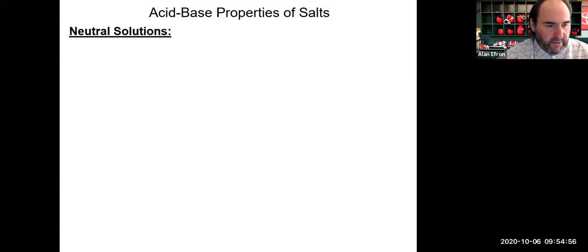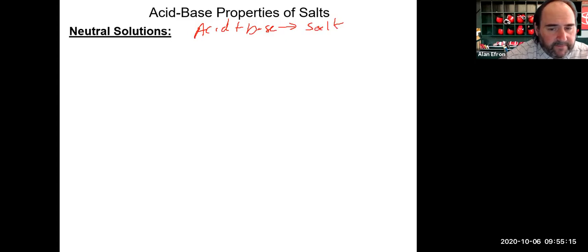Okay, so where we're at is salts. Let's talk a little bit about salts, and just a reminder that we do get salts basically from a reaction of an acid plus a base, which will typically give us a salt and water. So a salt is really just an ionic compound, basically a positive guy, negative guy.